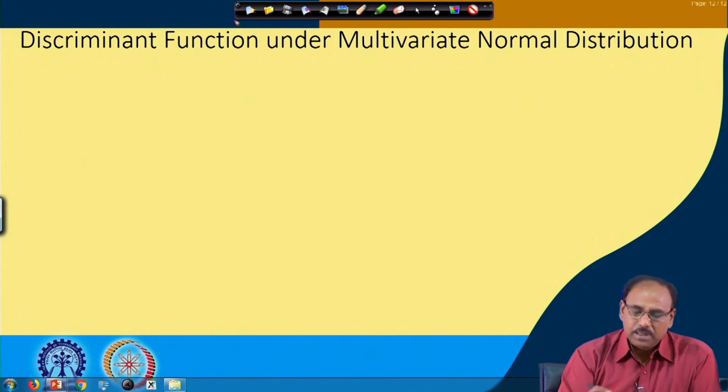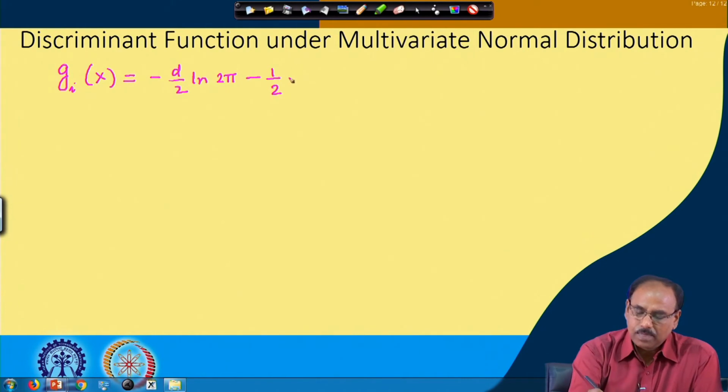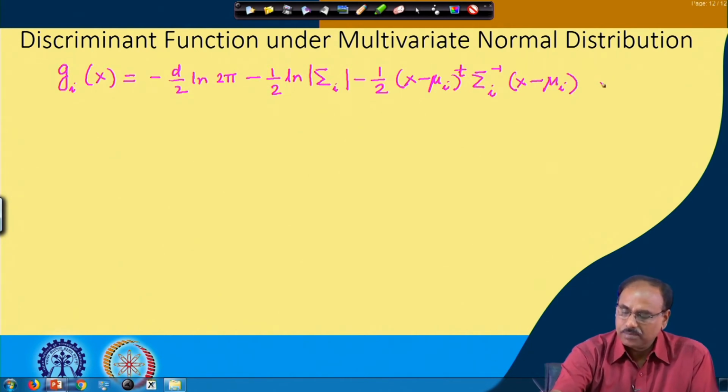To see what will be the nature of the discriminant function in such a case, let us go back to the original g I x, where we have seen that g I x was minus d by 2 log of 2 pi, minus half log of determinant sigma I, minus half (x minus mu I) transpose sigma I inverse (x minus mu I), plus log of p omega I.